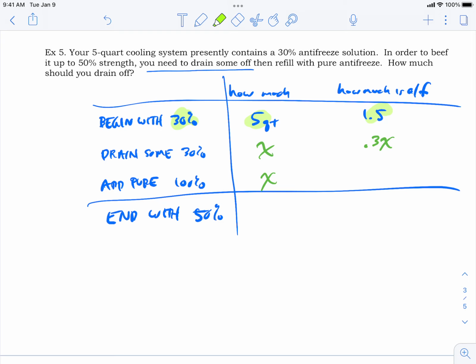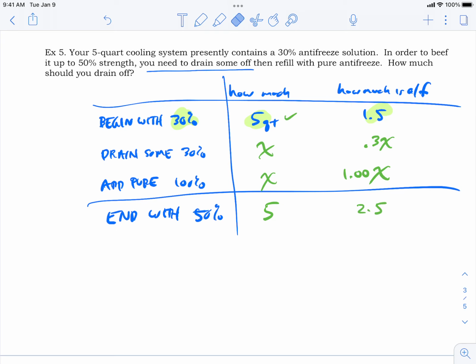Now in terms of how much antifreeze is in that, well, it's all antifreeze. 100% of it. Multiply by 1.00 if you like. It's all antifreeze. Now I'm ending with 50%. How many quarts am I ending with? Well, again, I began with 5 quarts, and I want to end with 5 quarts. I can't end with more than 5 quarts, and you don't want to end with less than 5. And then how much of that is going to be antifreeze? Well, that's the part where you say 50% of 5 is what? 50% of 5 is 2.5. Okay, cool.